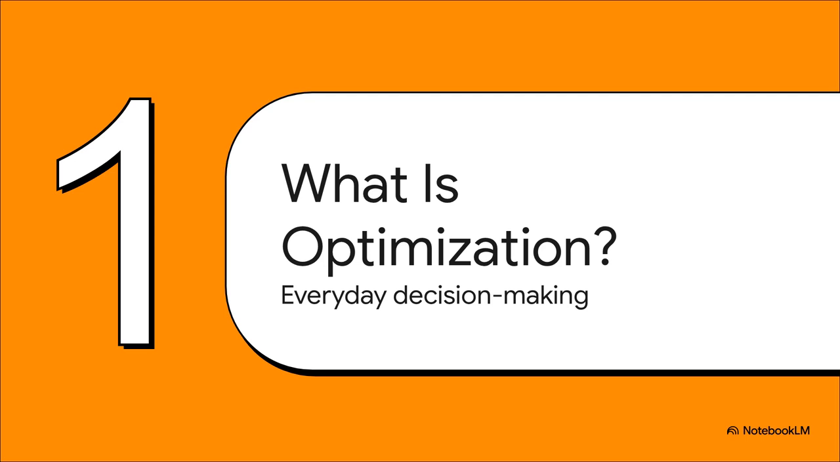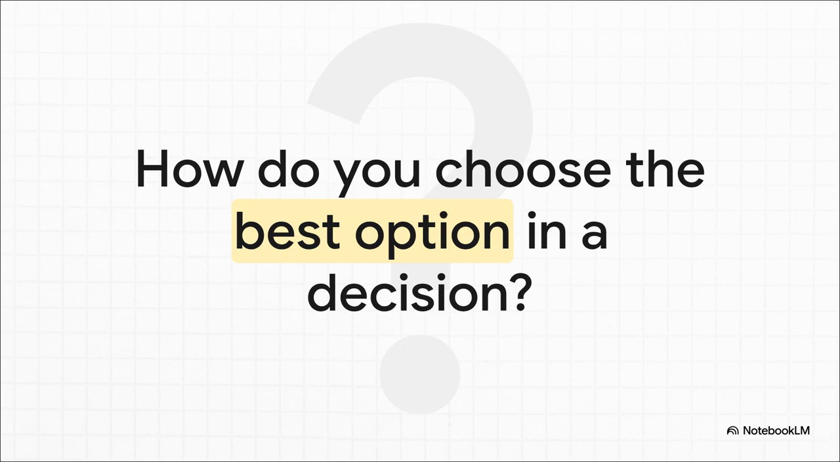It all starts with everyday decision-making. So, how do you choose the best option when making a decision? Think about your morning routine for a second. You choose the fastest route to work, maybe the perfect blend of coffee, or even just the best time to wake up. We literally all make decisions and optimize constantly, often completely unconsciously, just to find the best possible outcome.